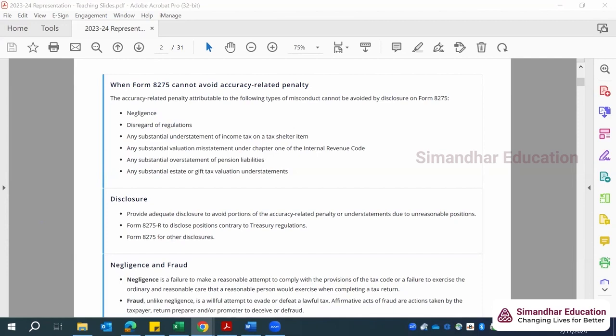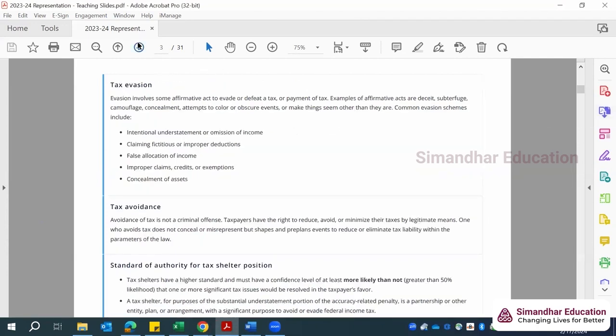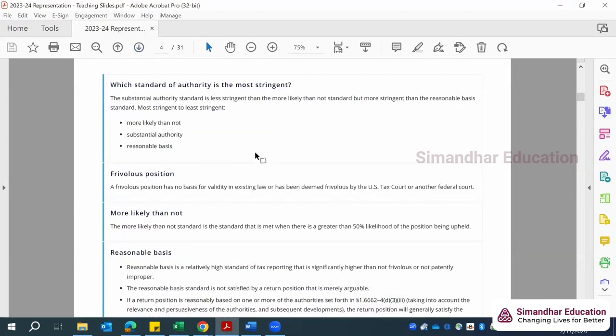Okay. So, first, I'm going to explain the different authorities or standards that are there in the United States when you are preparing a tax return. So there are three standards. One is reasonable basis. The second is substantial authority. And the third is more likely than not. We need to understand the definition of all three standards of authority.